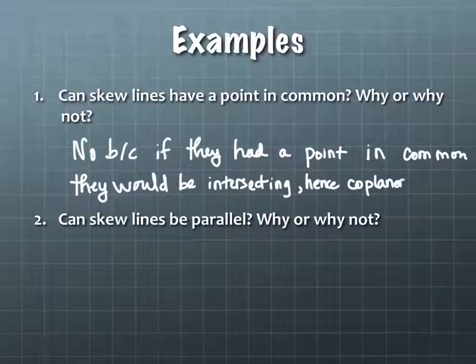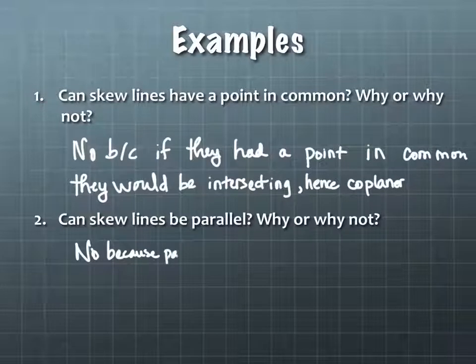Hence, therefore, because we all now know intersecting lines are coplanar. So if they had a point in common, they'd be intersecting. If they were intersecting, they'd be coplanar. So yeah, that doesn't work. All right, our definition for being skew is that they're not coplanar. Can skew lines be parallel? No, they can't. And again, it's because parallel lines are coplanar.